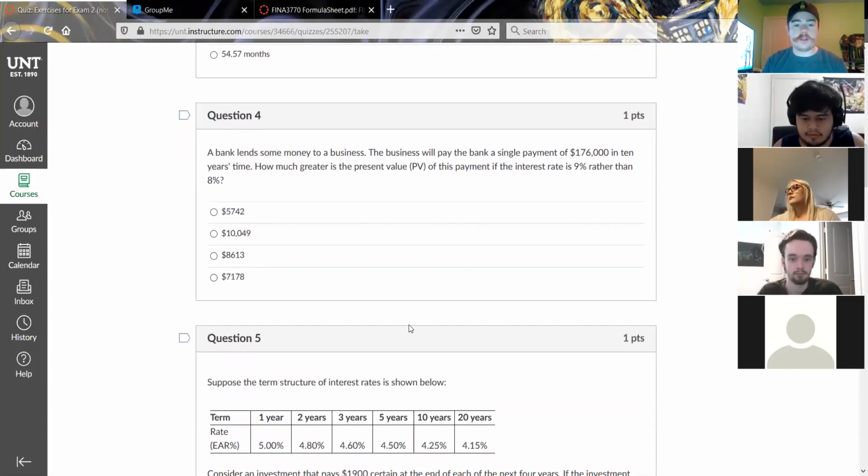Number 4, we're really moving fast. A bank lends some money to a business. The business will pay the bank a single payment of $176,000 in 10 years' time. How much greater is the present value of this payment if the interest rate is 9% rather than 8%?